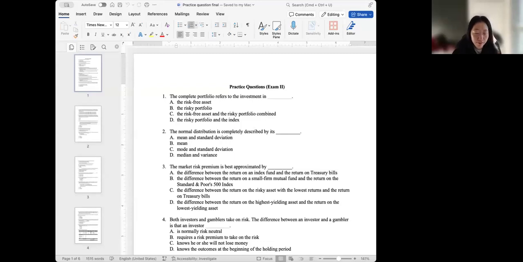Practice question for exam 2. I will start from question 1 and then go over all the questions. So question 1 here, the complete portfolio refers to the investment in.